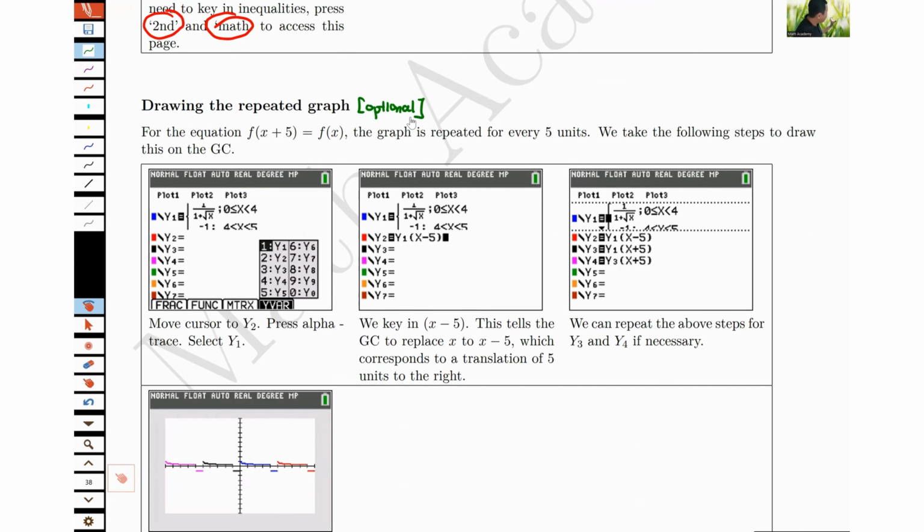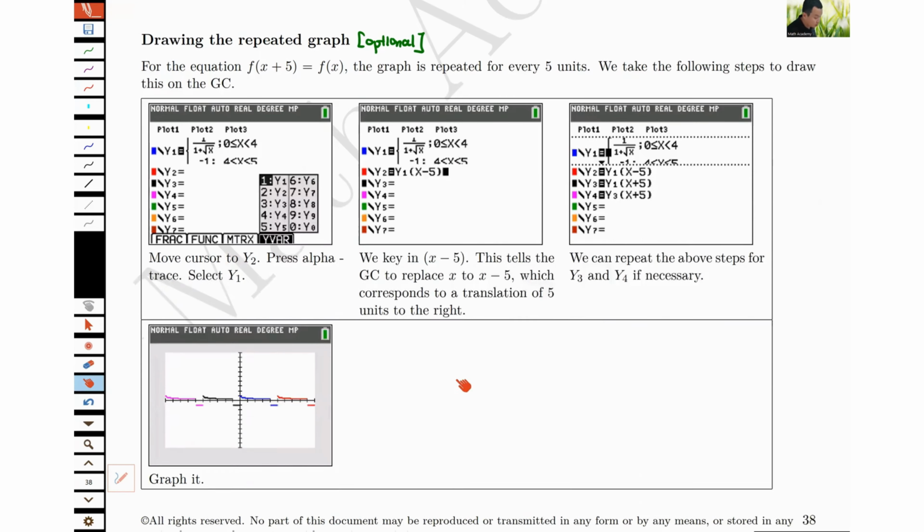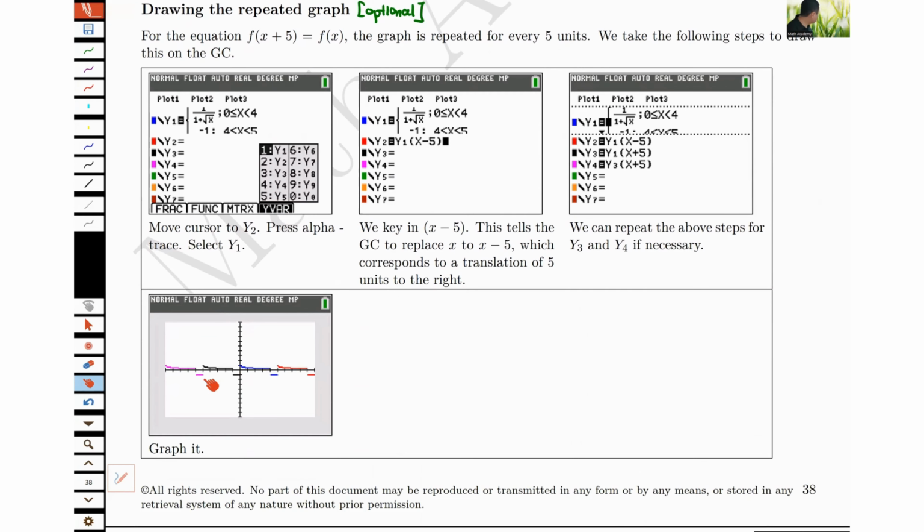How do we get the repetition done? If I just focus on the very last screenshot below, you will see that I managed to draw on the graphing calculator the different graphs that are repeated. So this is done at a second graph called Y2.